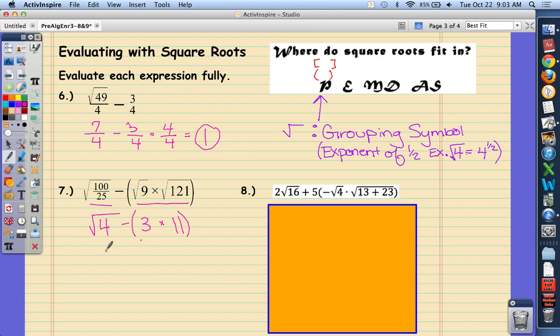So the square root of 4 is 2, and then we want to simplify what's inside these parentheses. 3 times 11 is 33. 2 minus 33, negative answer. If you need to make this plus a negative, go ahead and do that. But it's a negative answer, negative 31. Different signs, find the difference. I want you to try number 8. Pause the video, try it now, then press play.